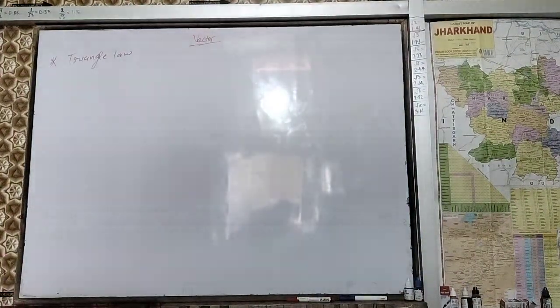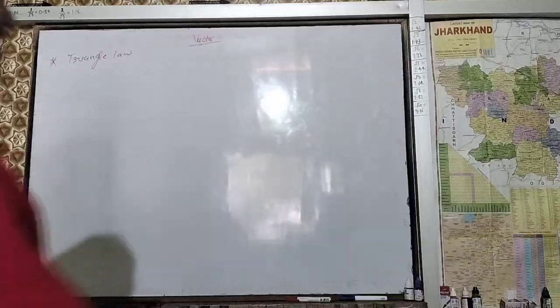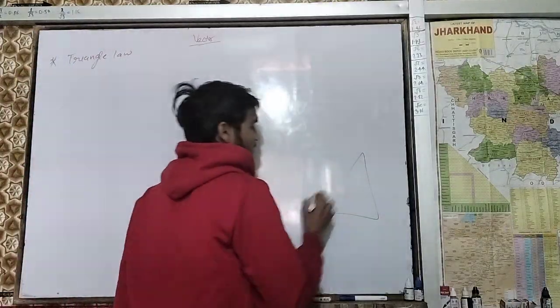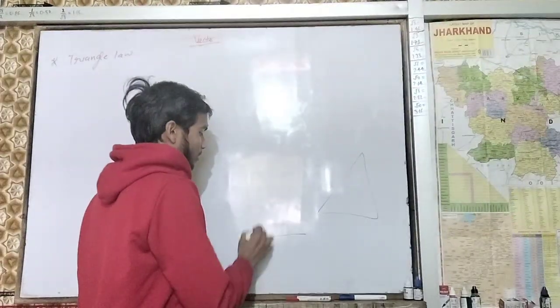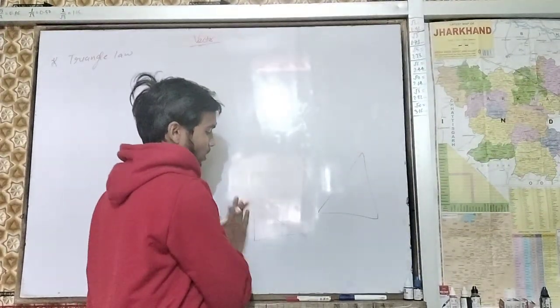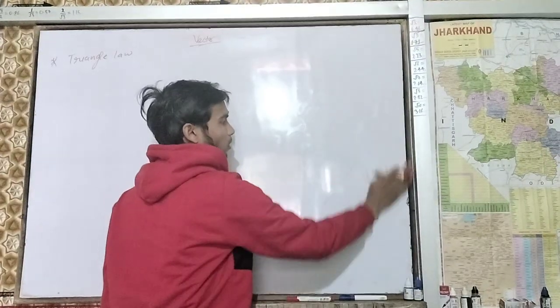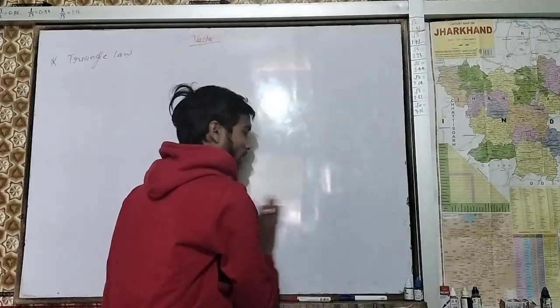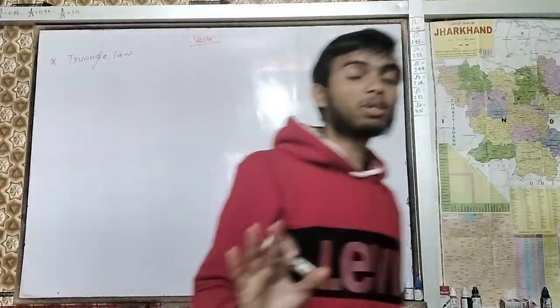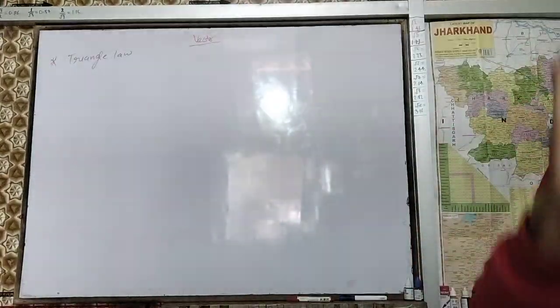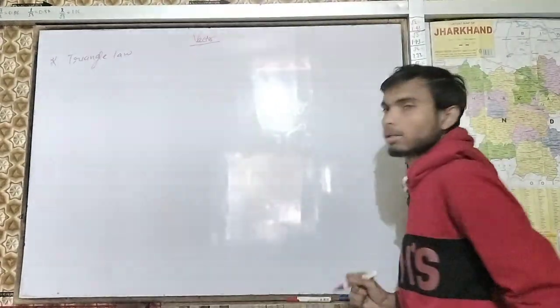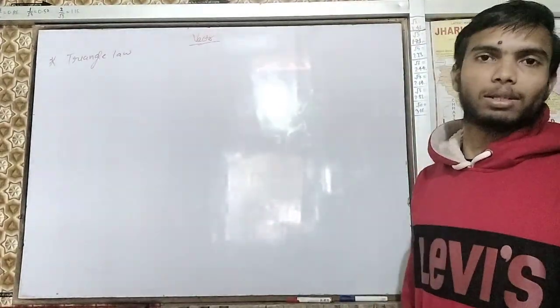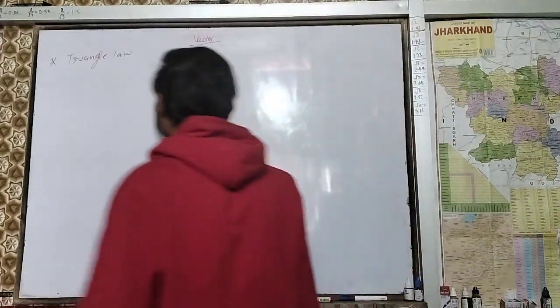How does a triangle look? It can be like this, it can be like this. Our focus is on how many vectors we need. Only three vectors, not four, not two. Three vectors. So the third will be our resulting vector.